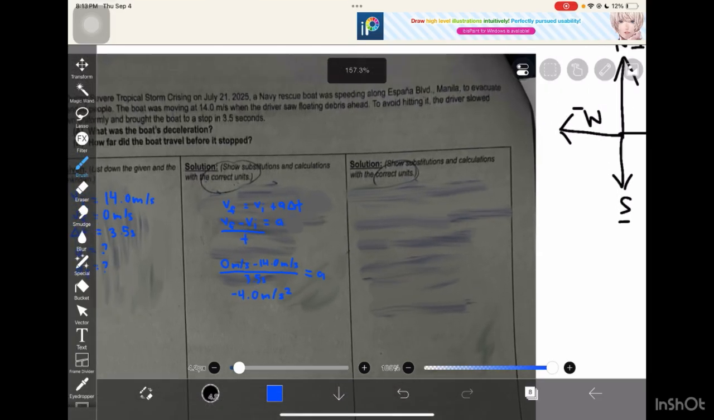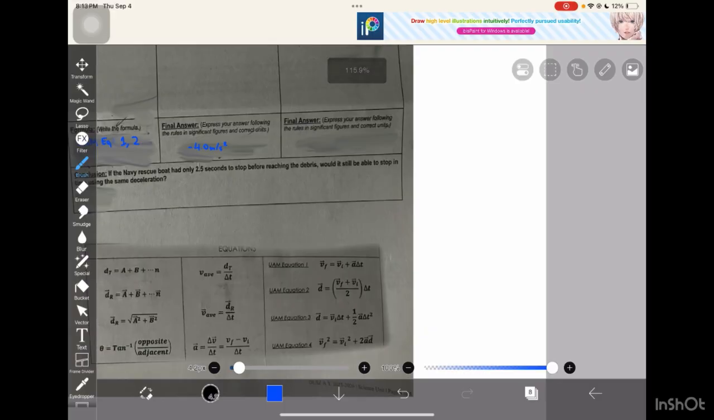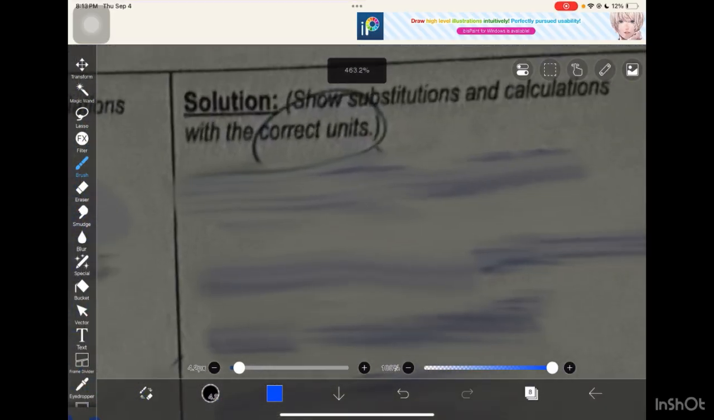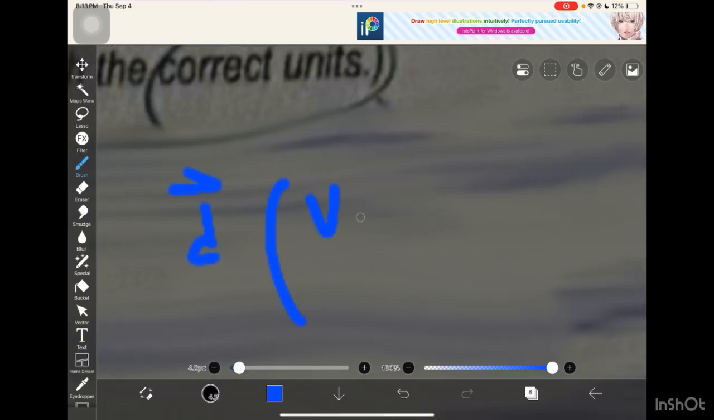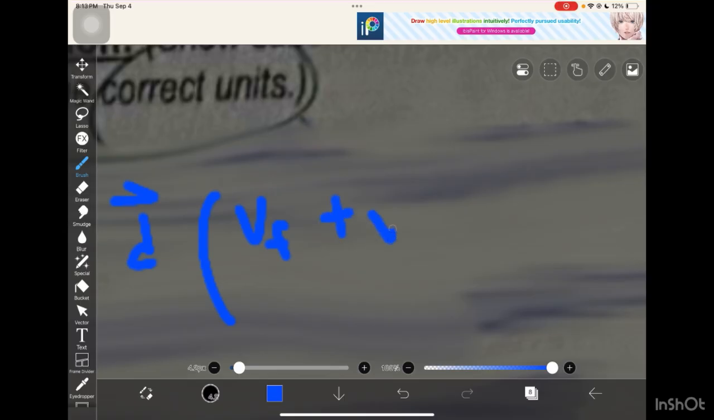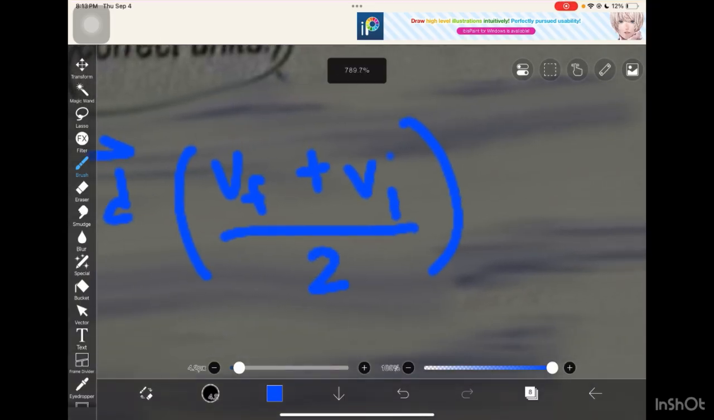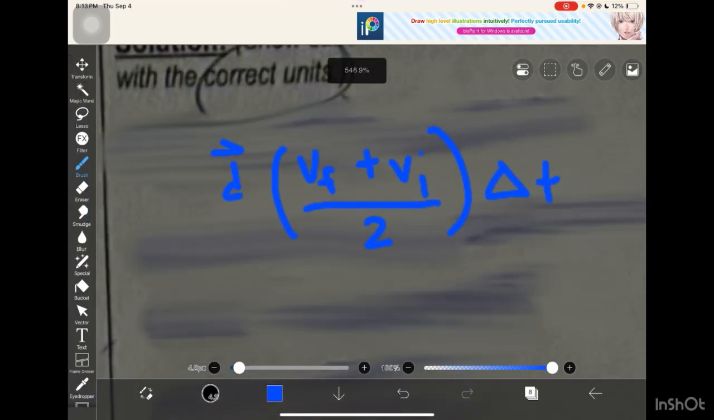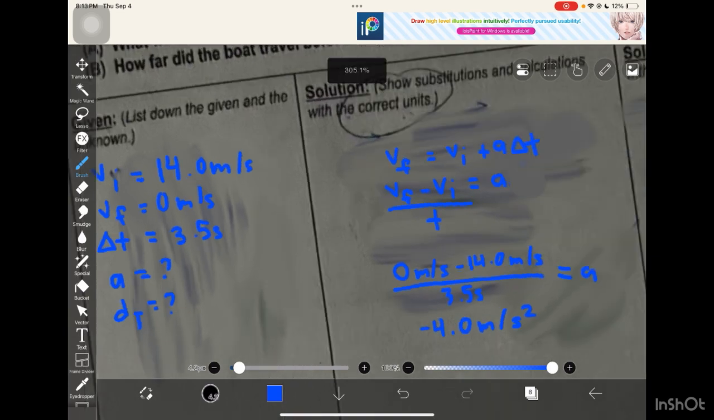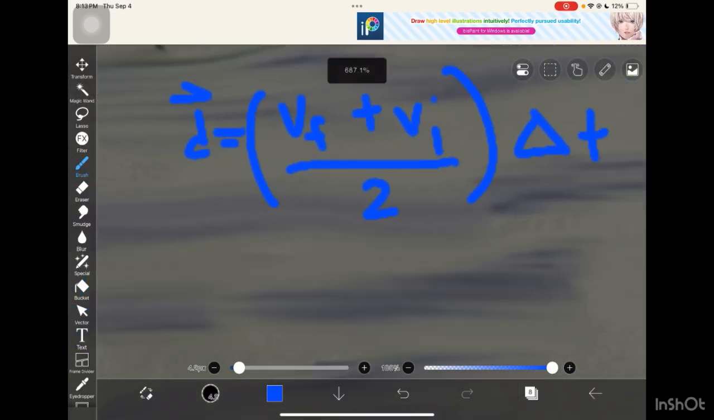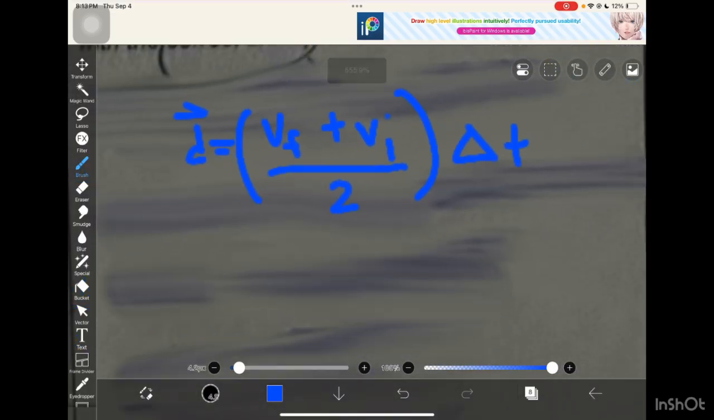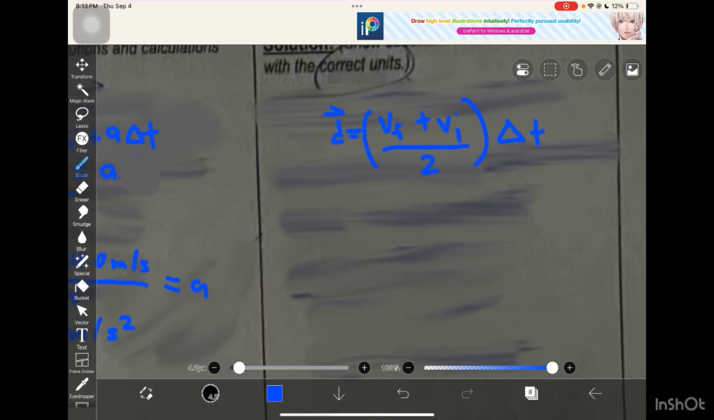Okay, next one. How far did the boat travel before it stopped? We can use UAM equation 2. So d is equal to v sub f plus v sub i all over 2 times delta t. Since it's displacement, just put displacement. Okay, so then we have v sub f plus v sub i over 2 times t. So we have all those given values. So plug it in our calculator.